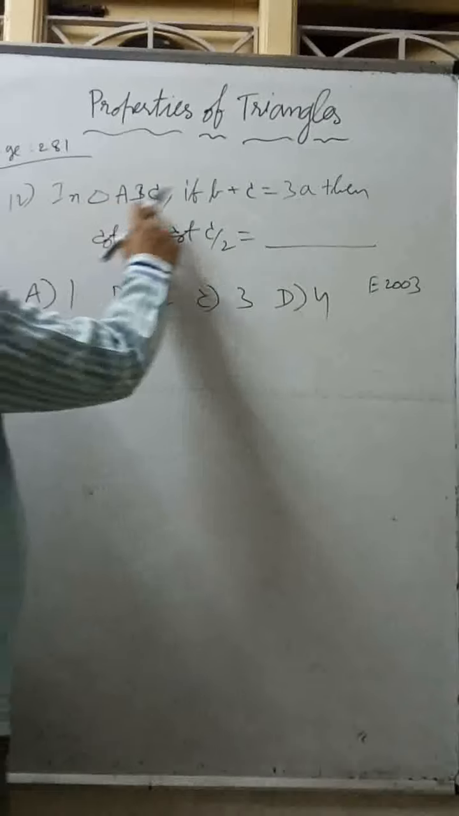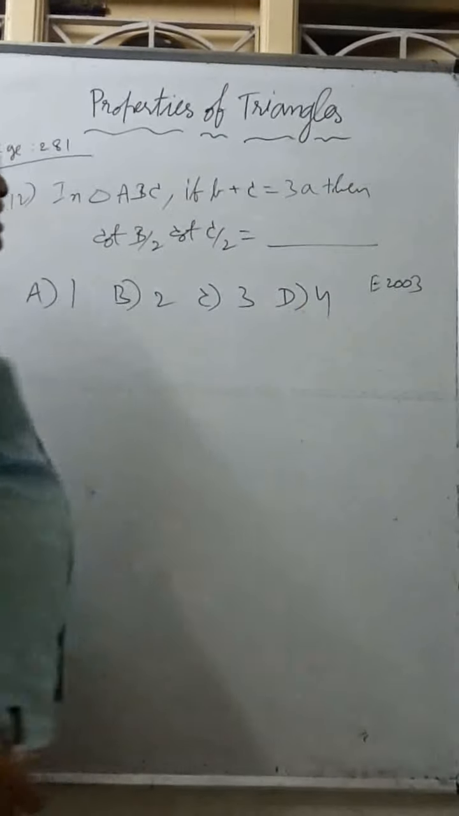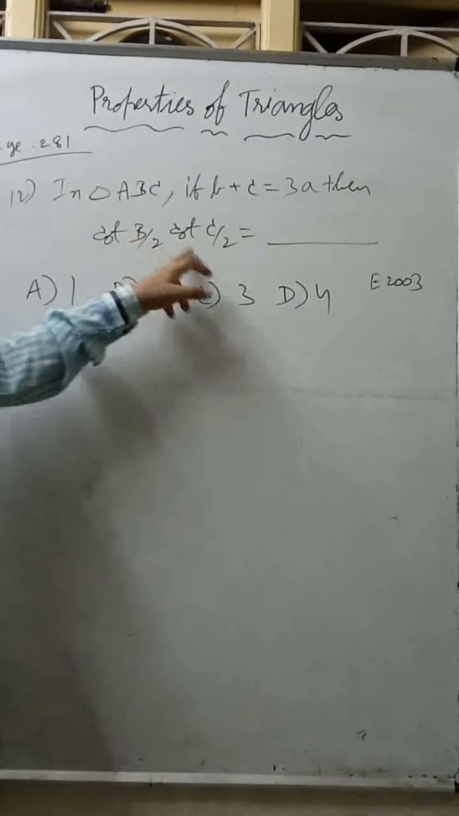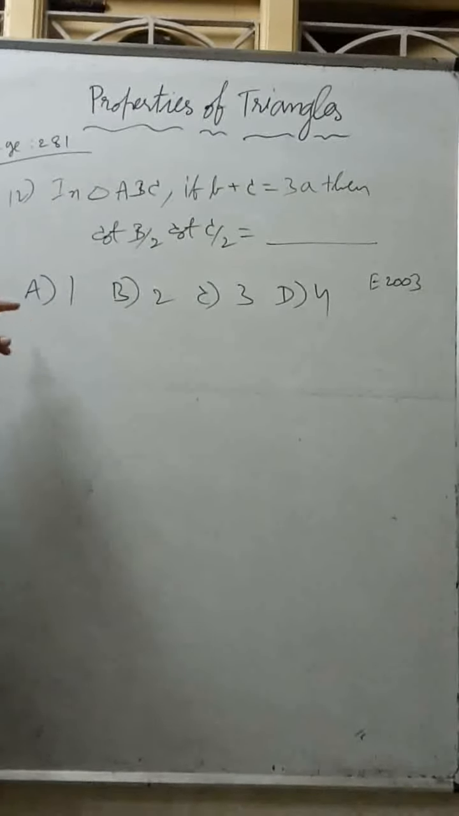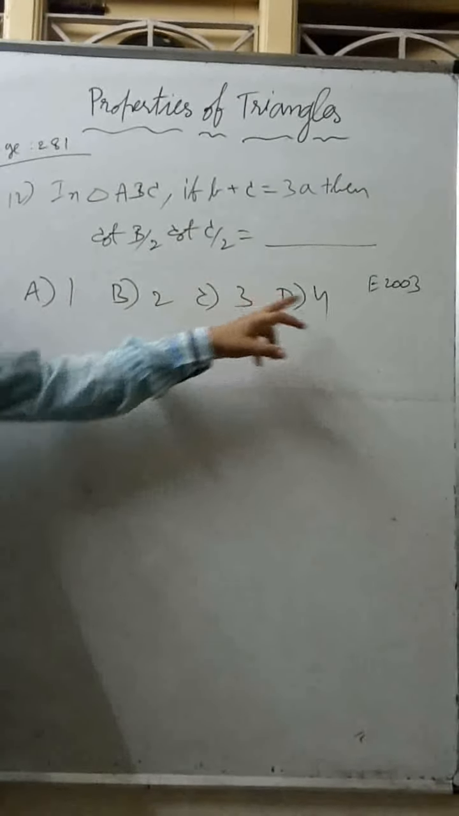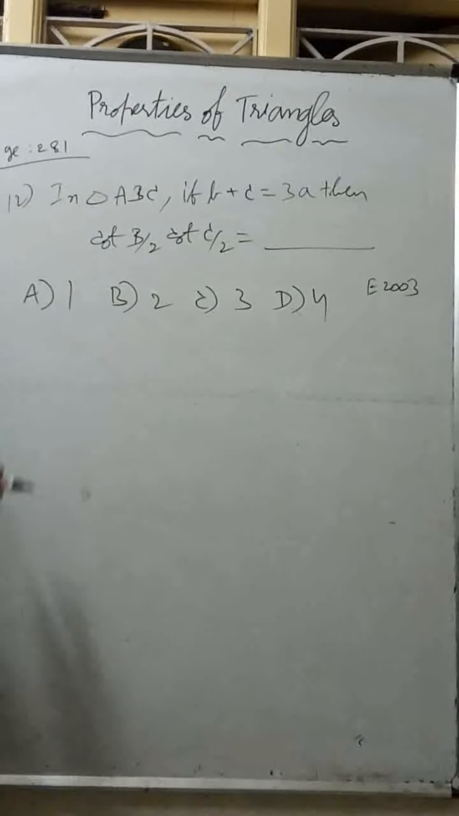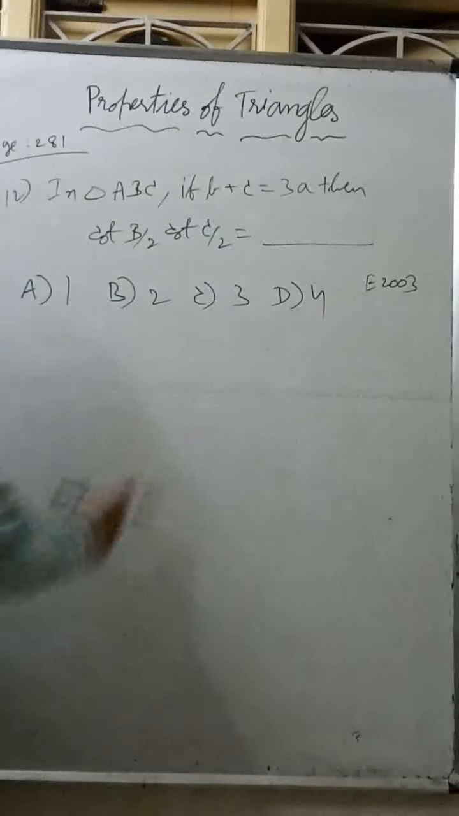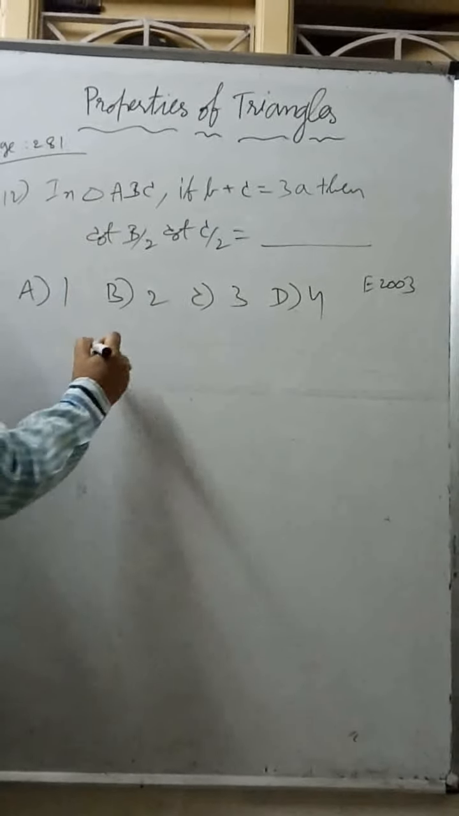In triangle ABC, b plus c equal to 3a. Then cot b by 2 into cot c by 2 equals dash. Option A 1, B 2, C 3, D 4. We will see. He is giving b plus c equal to 3a. What is meant by b plus c equal to 3a?